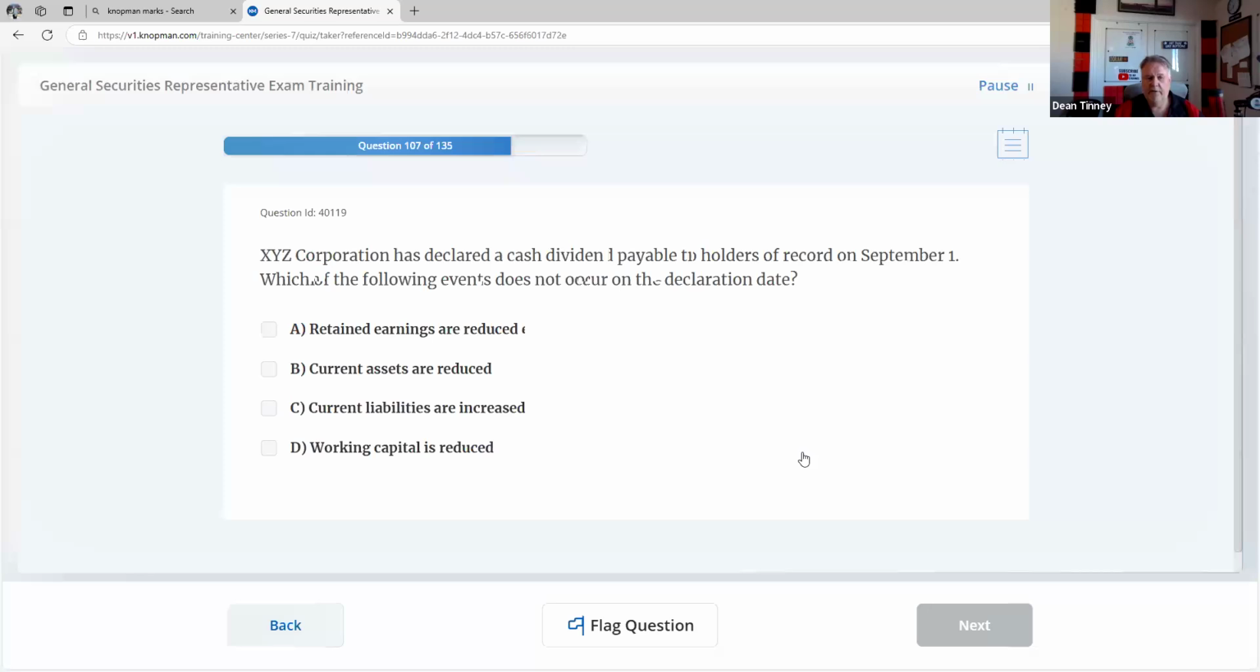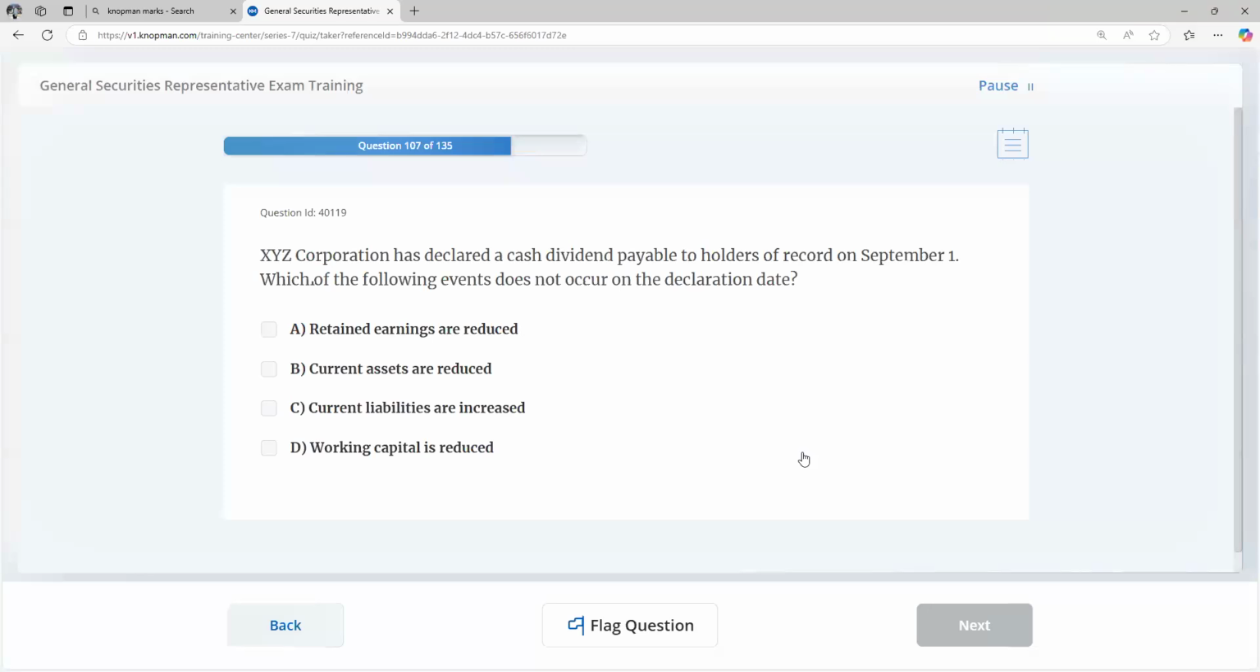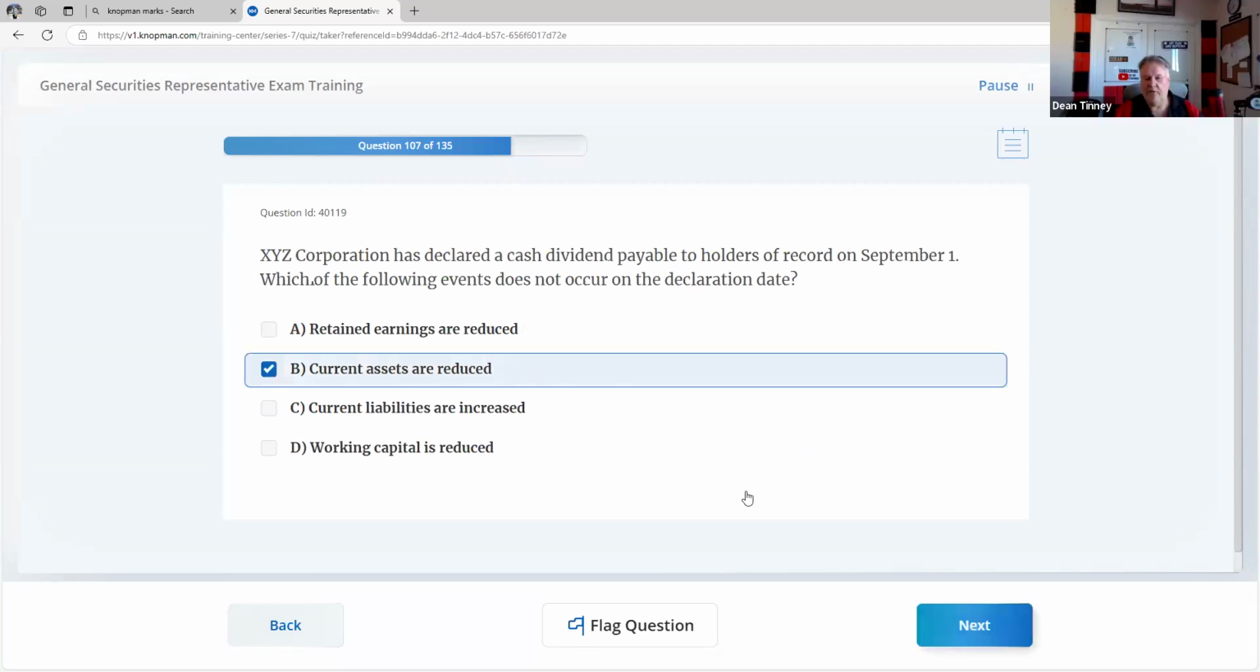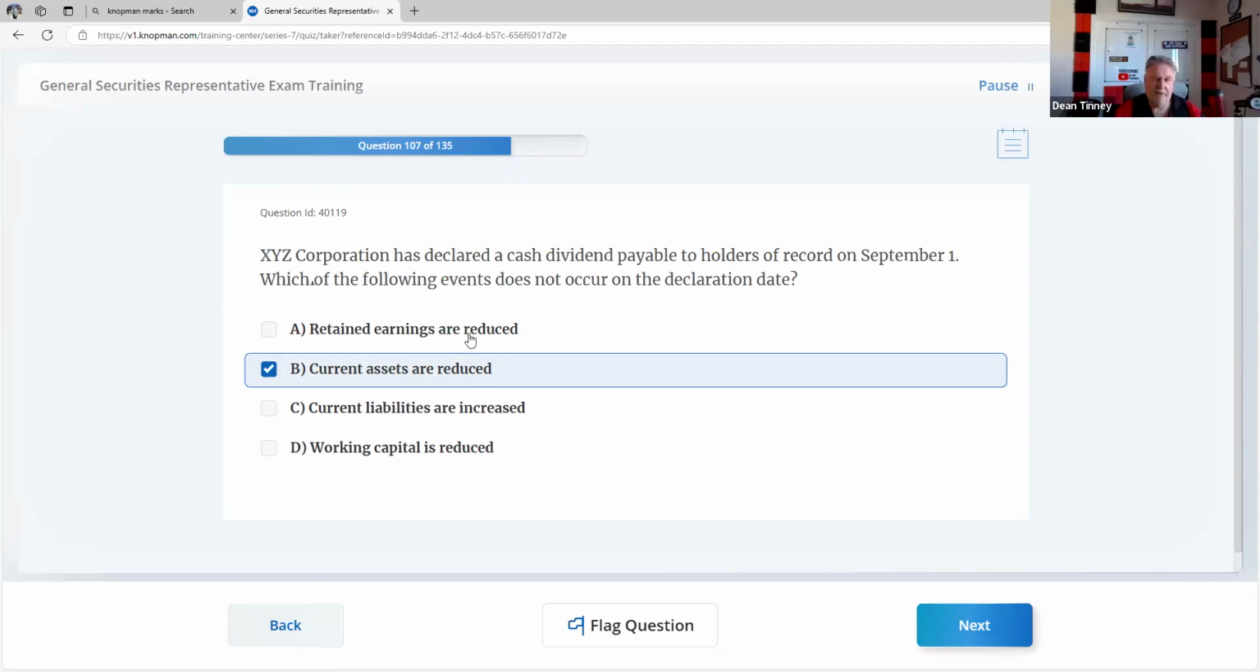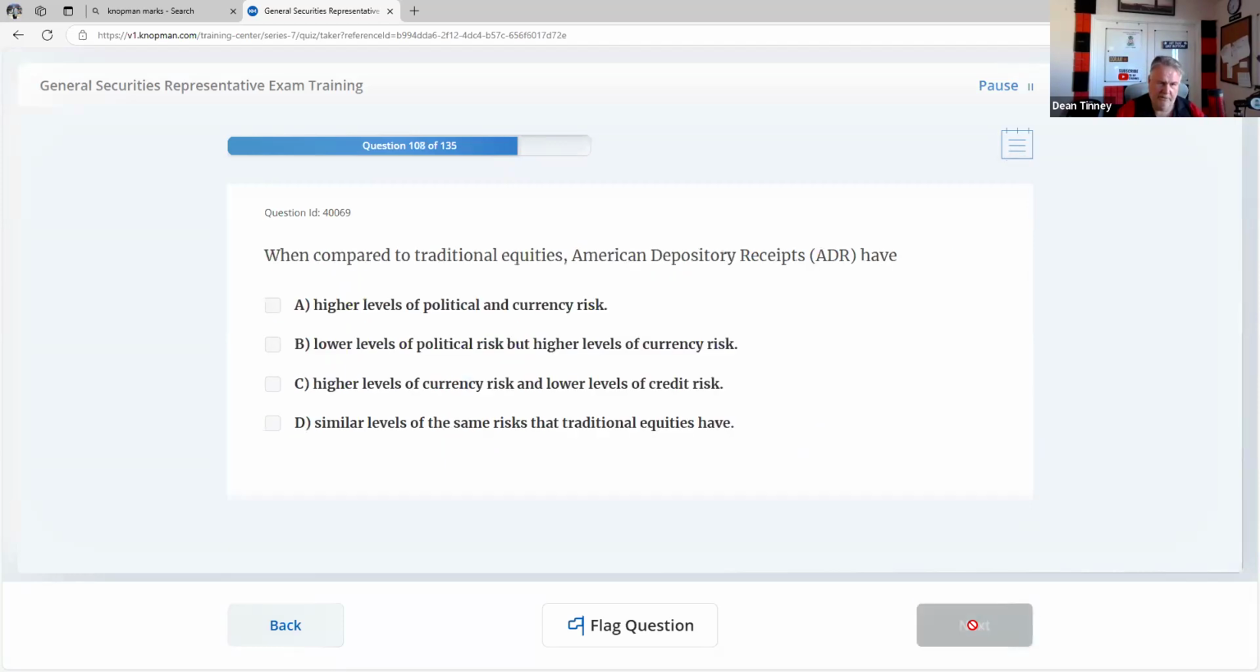You're correct. So the current liability does occur. So then current assets are reduced because that happens when that doesn't change. Right on. I like that. I would have answered that too. Working capital, what does not occur? Working capital is reduced. That is true. Retained earnings are reduced because that's coming from your earnings. Remember that you're not leaving it in the corporate shell.